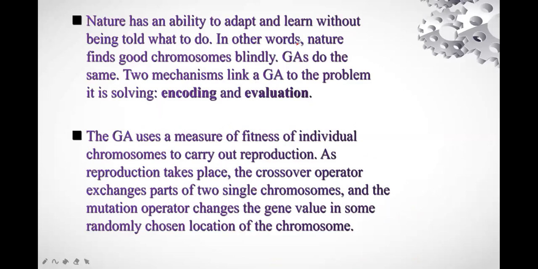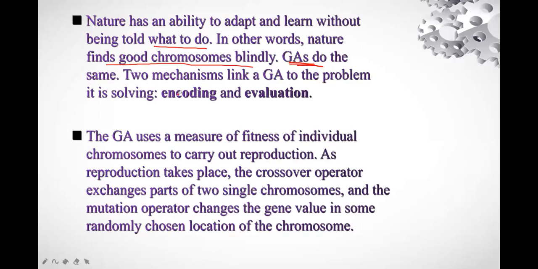Now, nature has the ability to adapt and learn without being told what to do. In natural evolution, there is no one telling us what we should do, how reproduction is done, or how the characteristics of parents are inherited by the child. No one is going to tell us. So in nature, the finding of good chromosomes is handled blindly, right? But we are going to introduce this same concept in GA.